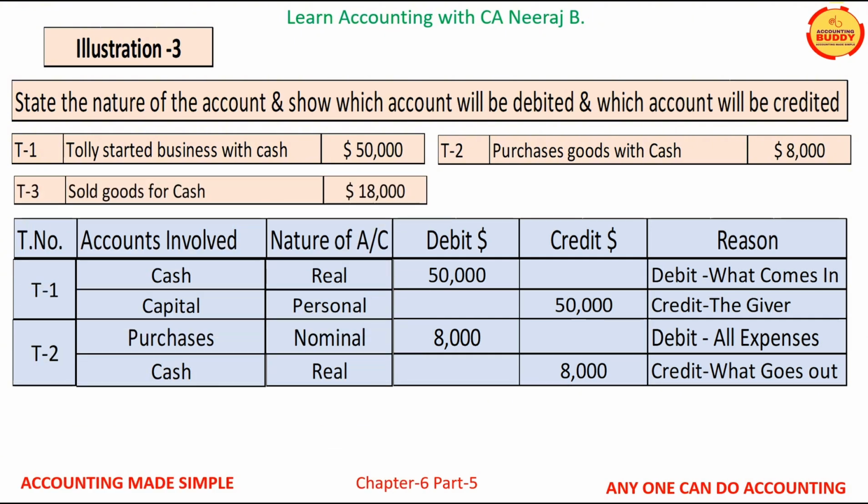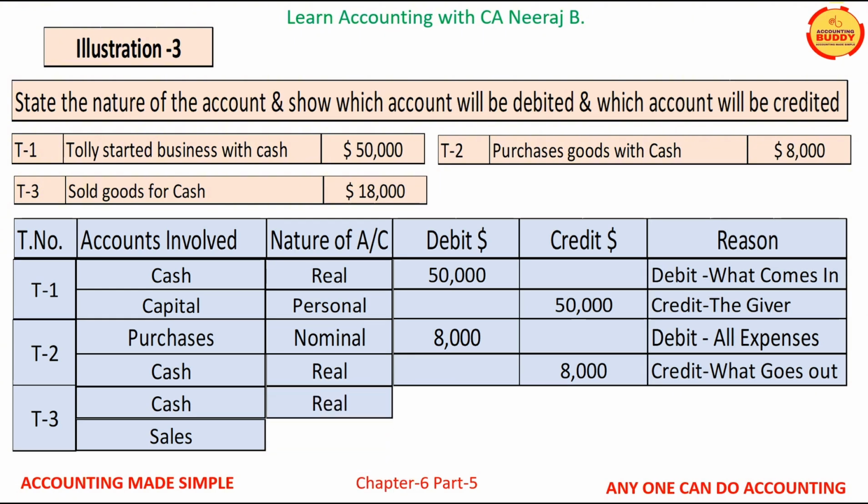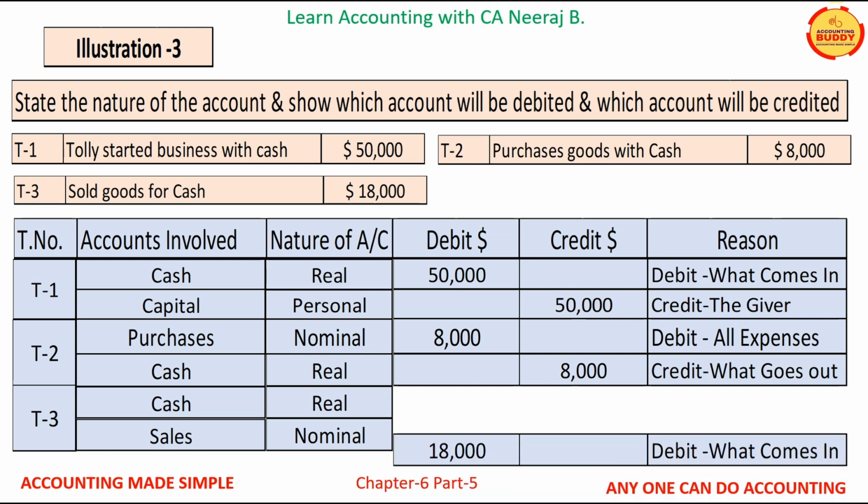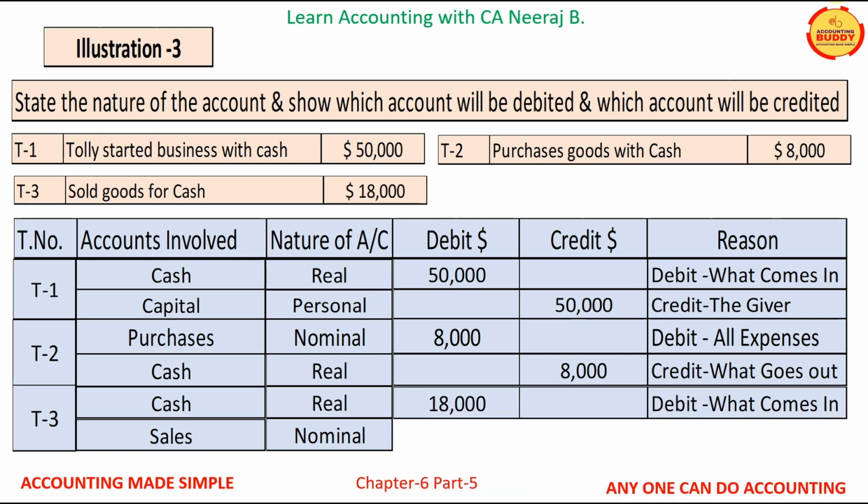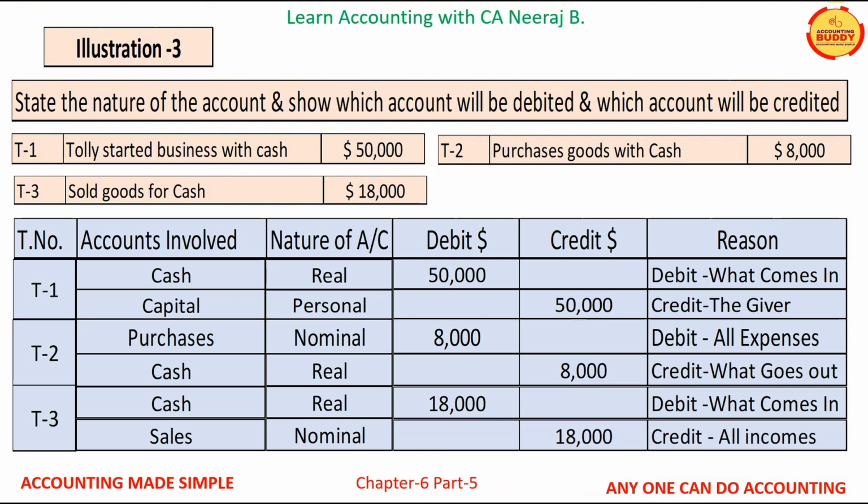Transaction T3 is goods are sold for $18,000. The two accounts involved in this transaction are cash account and sales account. Cash being an asset is a real account, while the sales being revenue is a nominal account. Rule for real account is debit what comes in. Therefore, cash account will be debited with $18,000. Rule for nominal accounts is credit all incomes. Therefore, sales account will be credited with $18,000.